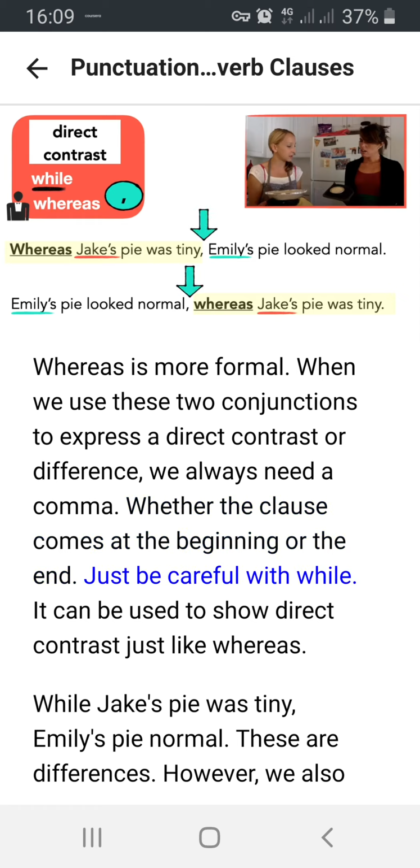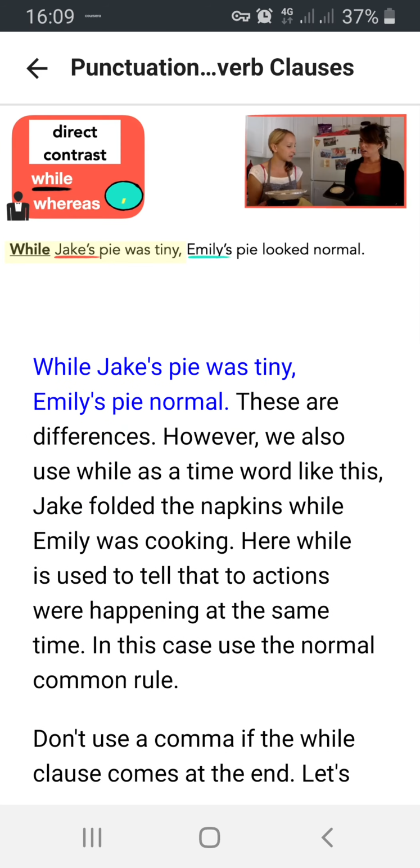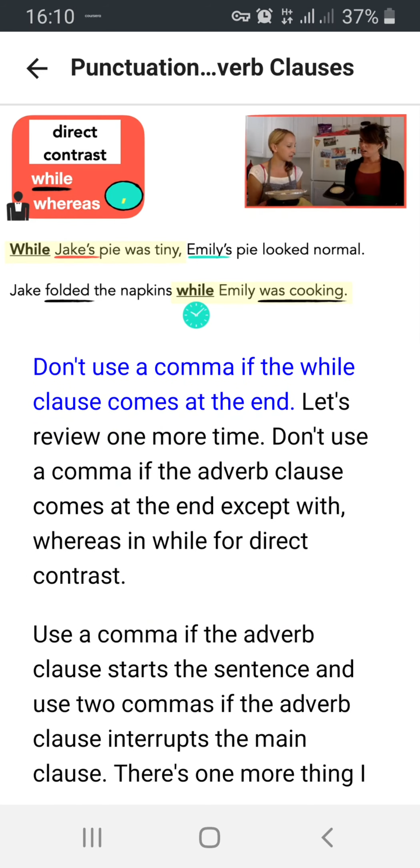Just be careful with while. It can be used to show direct contrast, just like whereas. While Jake's pie was tiny, Emily's pie looked normal. These are differences. However, we also use while as a time word, like this. Jake folded the napkins while Emily was cooking. Here, while is used to tell that two actions were happening at the same time. In this case, use the normal comma rule. Don't use a comma if the while clause comes at the end.